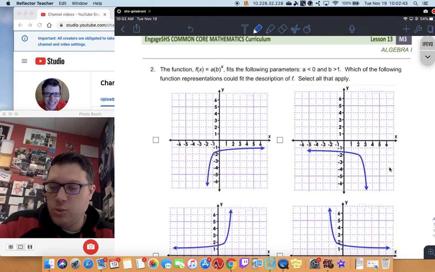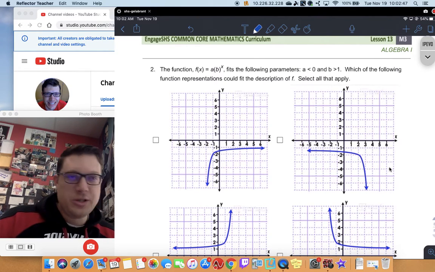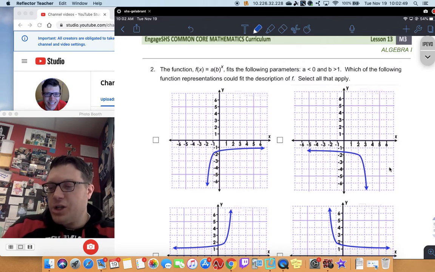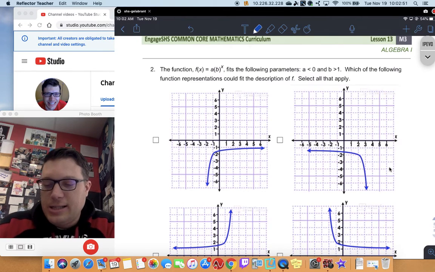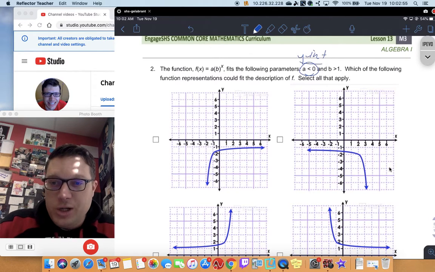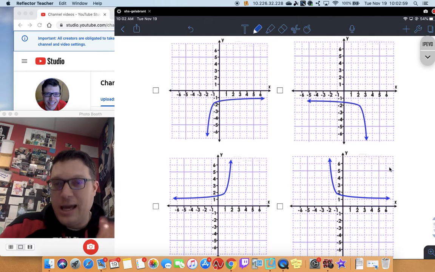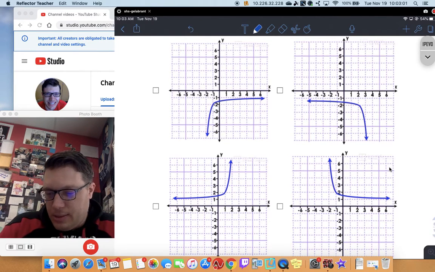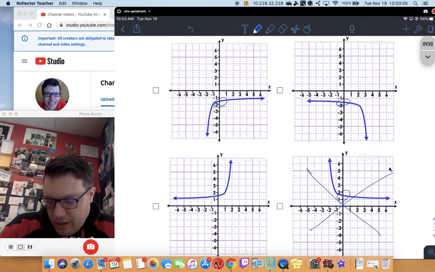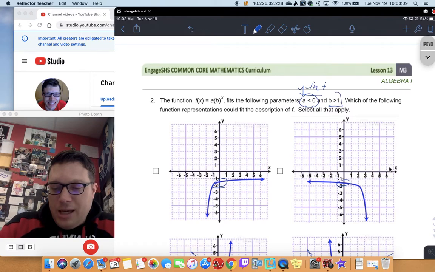But with this one, getting a lot of emails right now. It's kind of irritating. The function f of x equals a times b to the x. It says a is less than 0. That's the y-intercept. So the first thing we should do is decide, of these four graphs, which one of these has a negative y-intercept. Let's see. That's negative. That's negative. That's out. That's positive. That's out. That's out. That's positive. Then it says b is greater than 1.